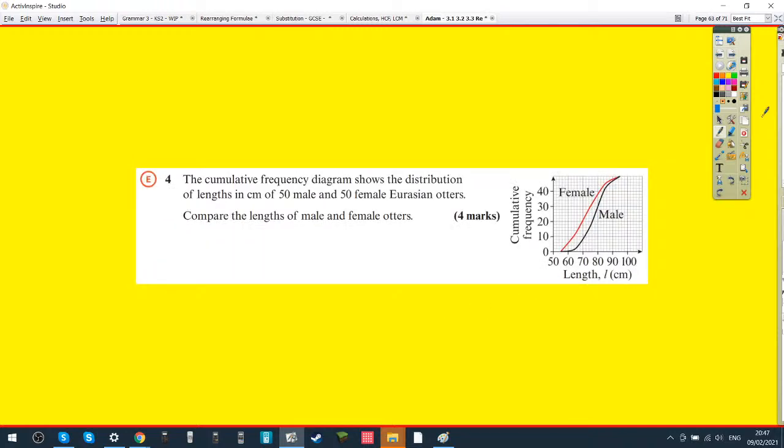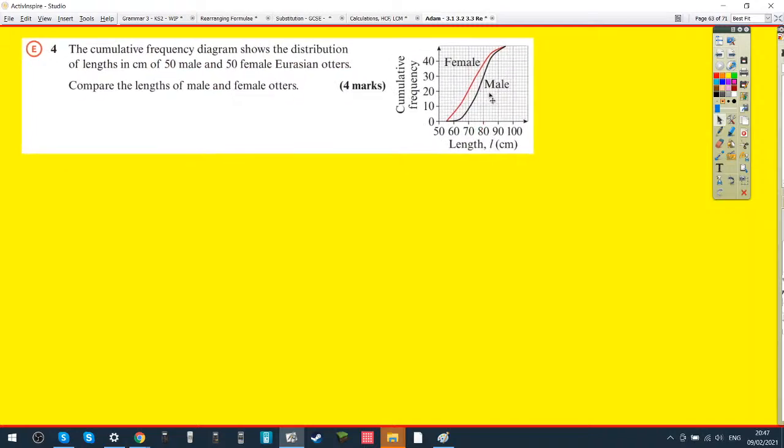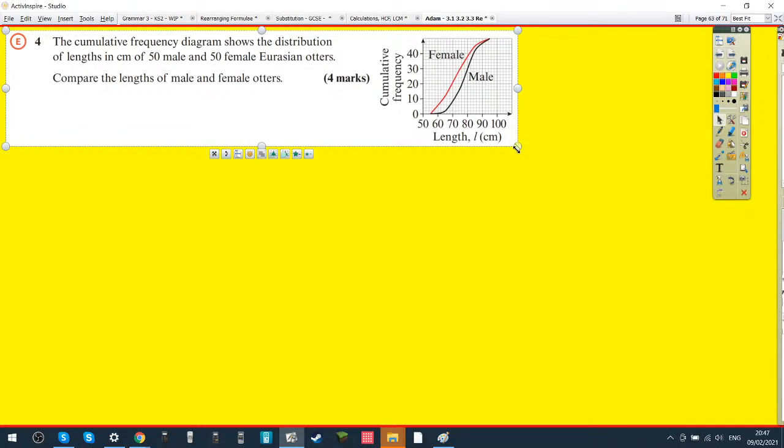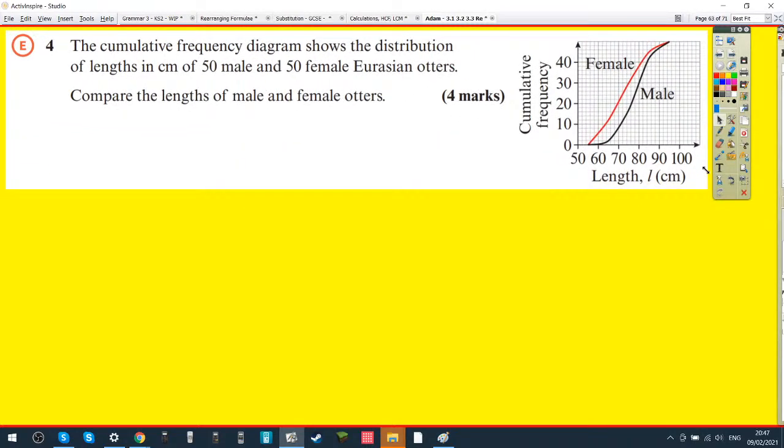Let's see. Compare the lengths. Do I just move all the similar ones up? This should be with this. No, I'll just move all of the similar stuff back to all together. Okay.